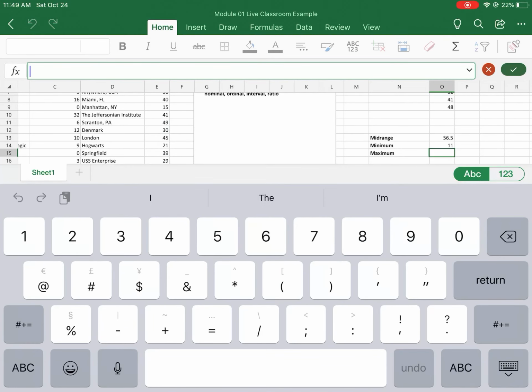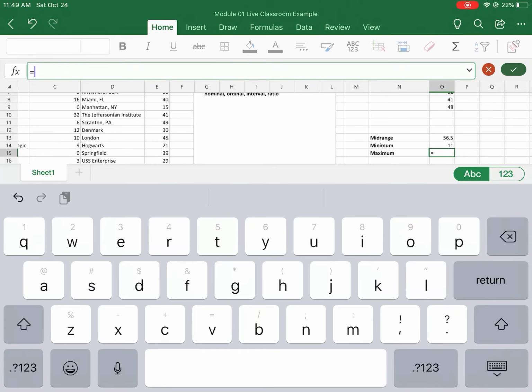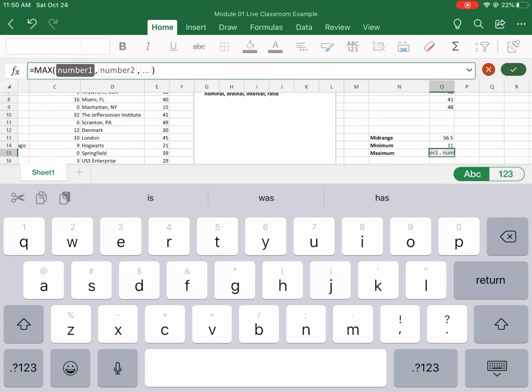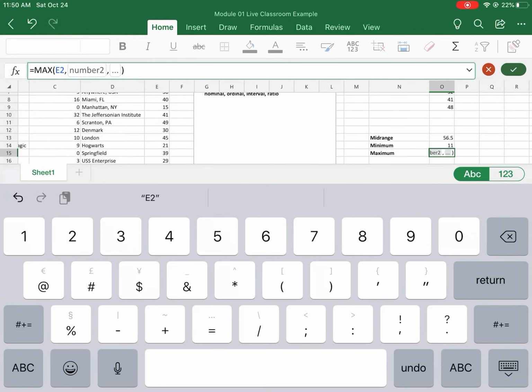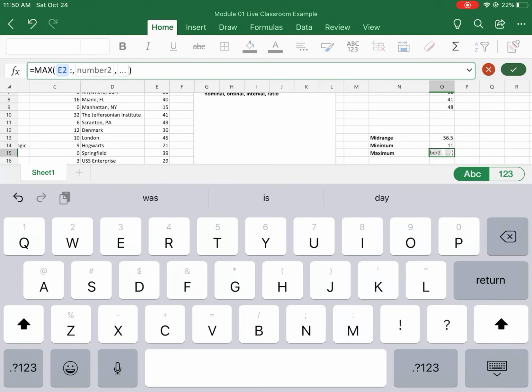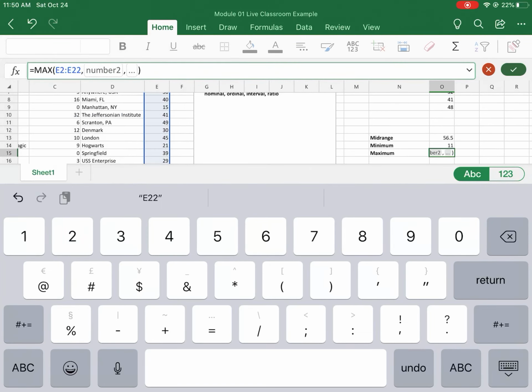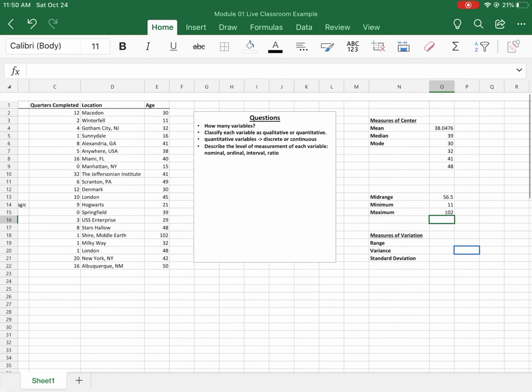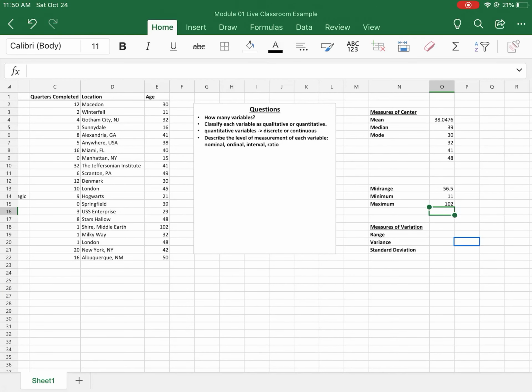Okay, let's go ahead and do the max. So you can imagine that's just max. Okay, so again, E2 to E22. Just gonna go ahead and erase that. Okay, so my max is 102. And if you were looking, you could probably see that.